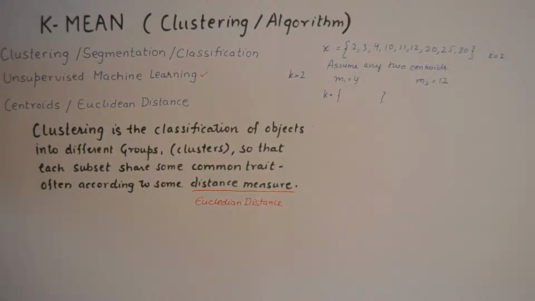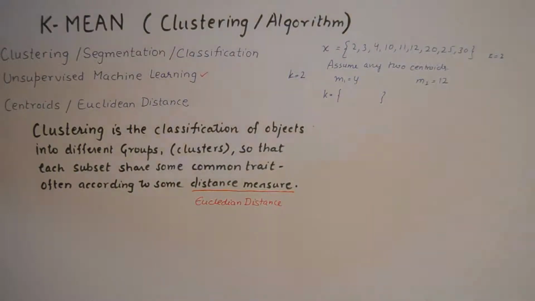Now that all might seem just gibberish to you at this point in time, but once we solve a few numericals using k-mean technique, then everything will be clear. So first things first, we'll see the definition of clustering before we can start anything. It's the classification of objects into different groups, and those groups are known as clusters, so to say.